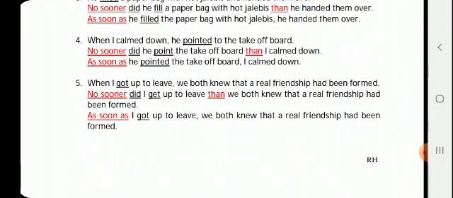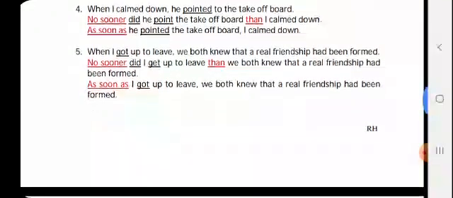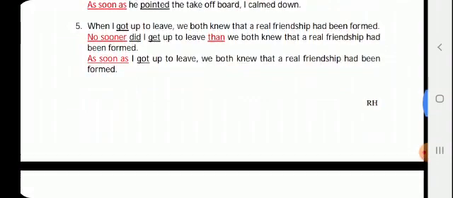Then when you want to change it into as soon as, again we have removed the word did, the auxiliary verb. Point becomes pointed, and then is replaced by a comma. So, as soon as he pointed the takeoff board, comma, I calmed down. Let's look at the next one.